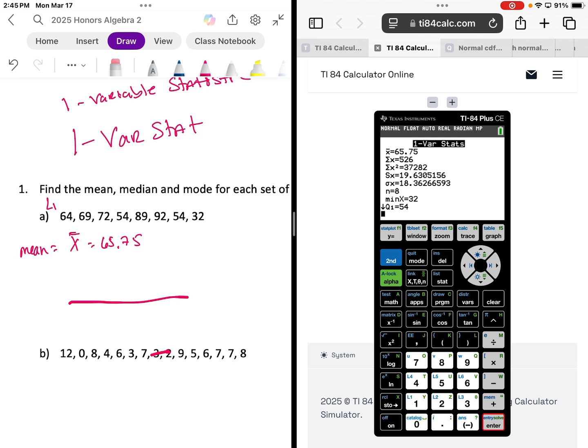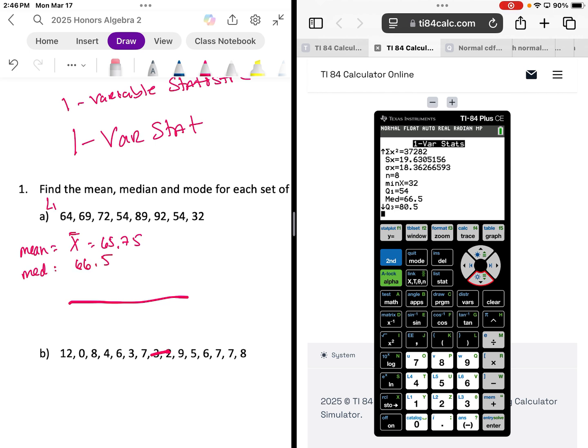Remember, in the old days, we would have added up all those numbers and divided by how many numbers we had. So we would have taken 64 plus 69 plus 72 plus 54 plus 89, 92, 54, 32. Add those up and then divide by, what is there, 8 numbers? Yeah, so that's what it would have done. So now, if I scroll down, the word MED, there's my median. My median, it says, is 66.5.